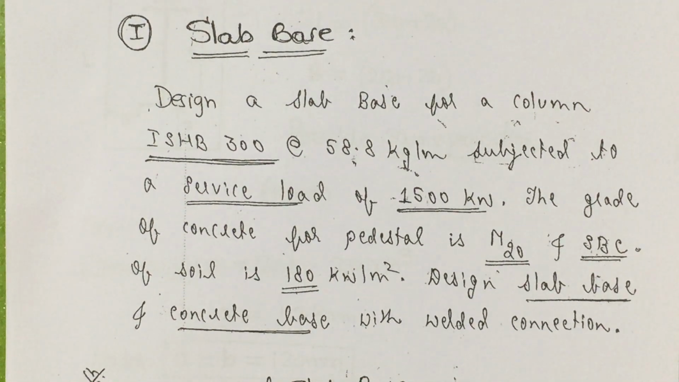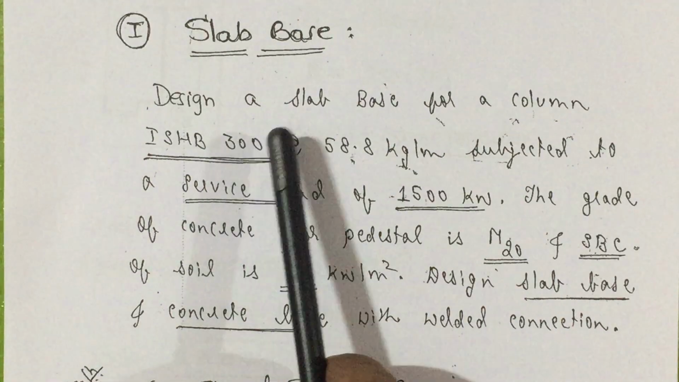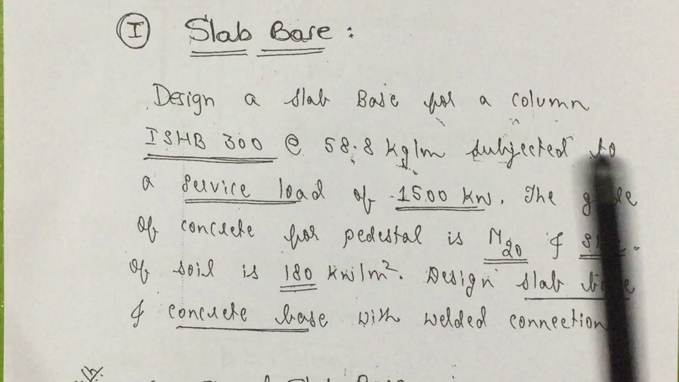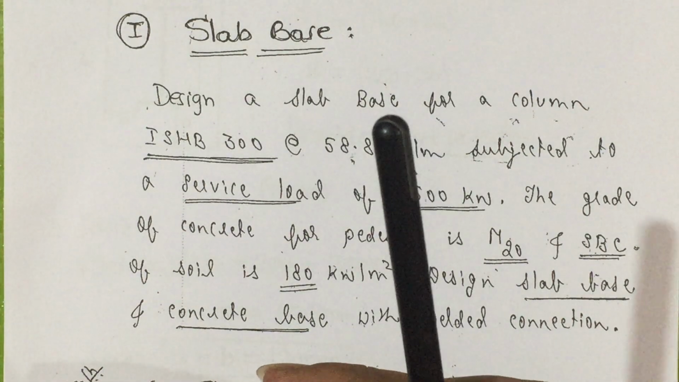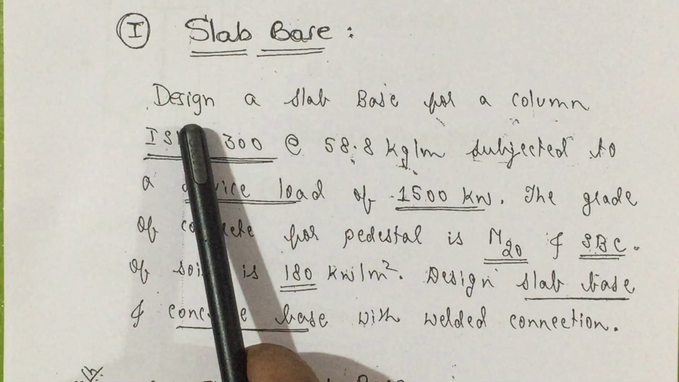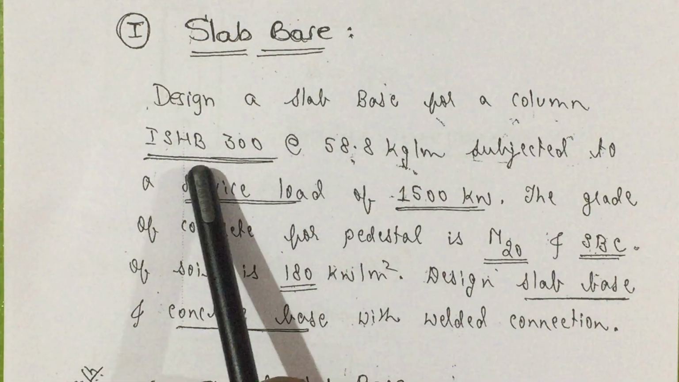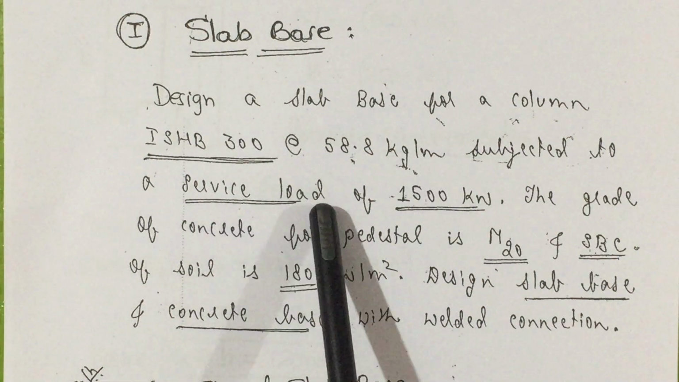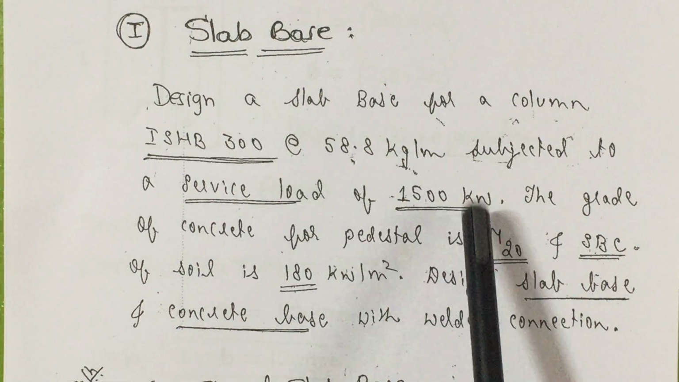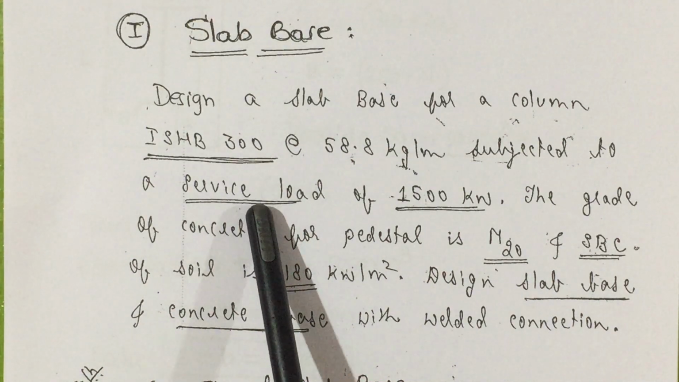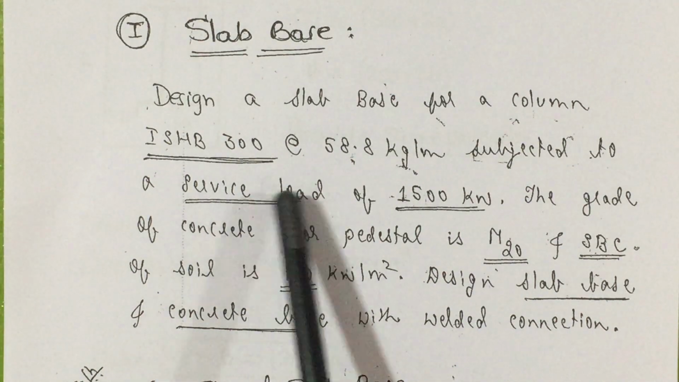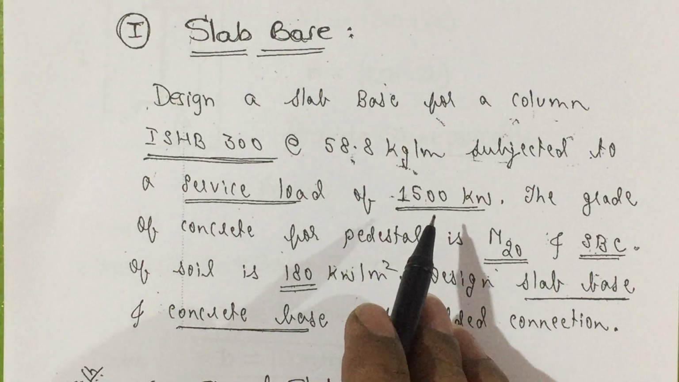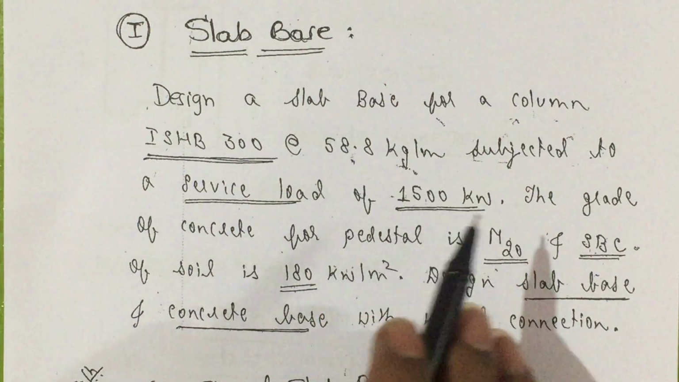Now, if we come to the slab base, let us take an example and see what the steps are. Here we come across mainly 2 to 3 steps. Example: design a slab base for a column ISHP 300 at 58.8 kg per meter subjected to a service load of 1500 kilonewton. This is very important, whether the given load is service load, working load or factored load. Service load, working load means normal load, factored load means the partial safety factor is already multiplied. So, it is normal load.